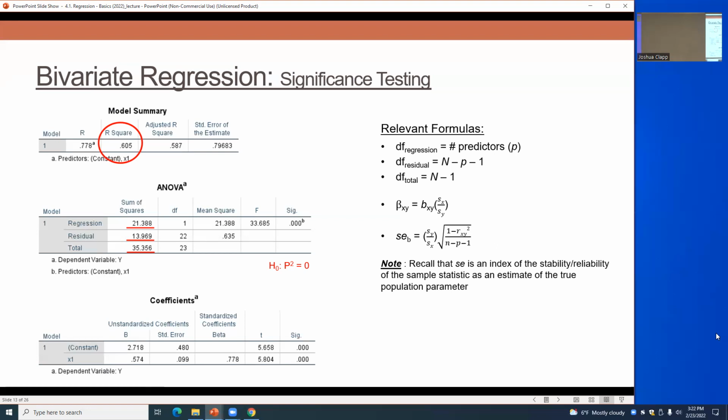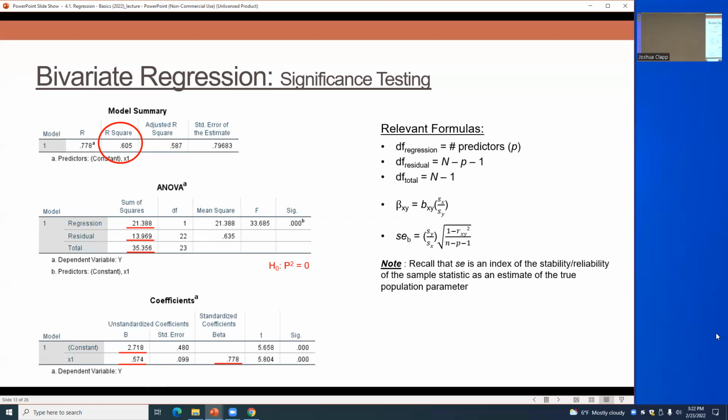Now, in terms of calculating some of these values, my degrees of freedom regression is equal to my number of predictors, P, okay? Degrees of freedom residual is the number of people in my sample minus P minus 1. Degrees of freedom total is the number of people in my sample minus 1. So just calculating degrees of freedom there. So that's kind of taking care of my ANOVA table and my test of my R squared.